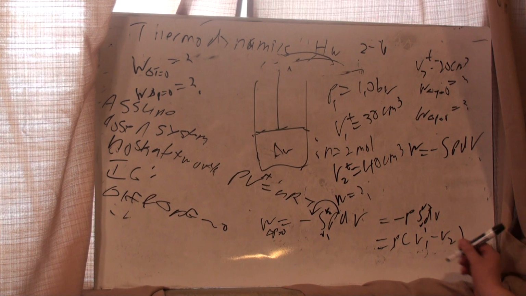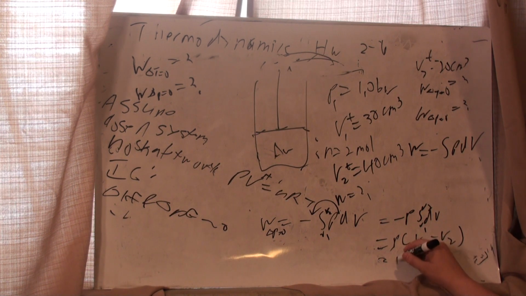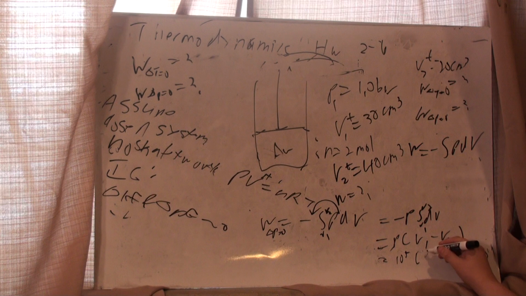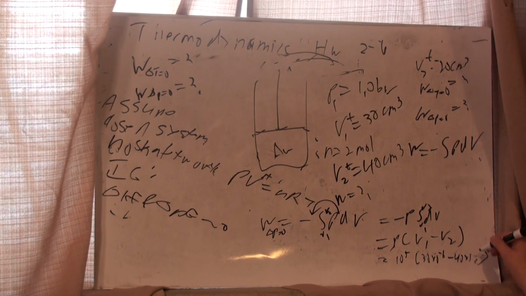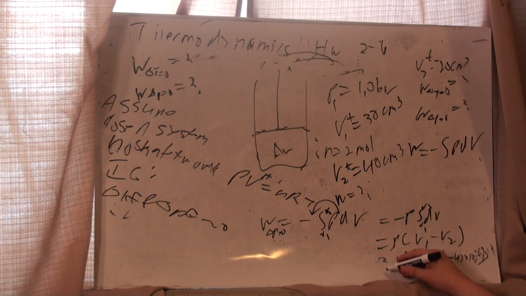Because, yeah, I'm going to have 10 to the 5th, and then I'm going to have 30 times 10 to the minus 6, minus 40 times 10 to the minus 6. So I got 3 minus 4, so I got approximately minus 1 joule. Actually, I think that's pretty exact. All right, so I got minus 1 joule for doing that work.